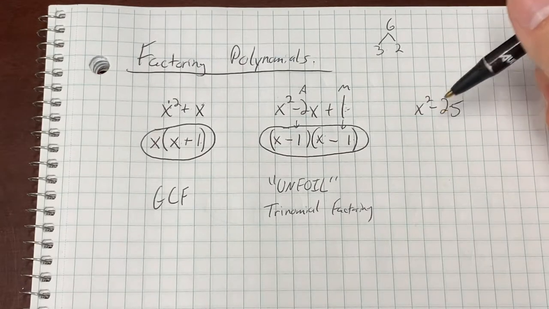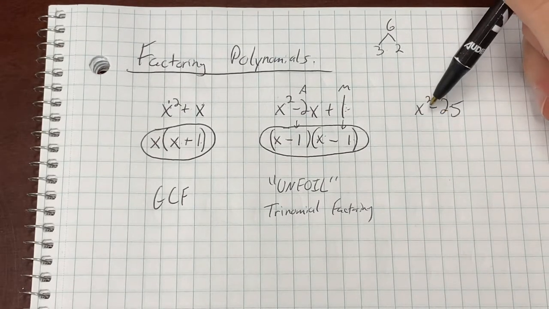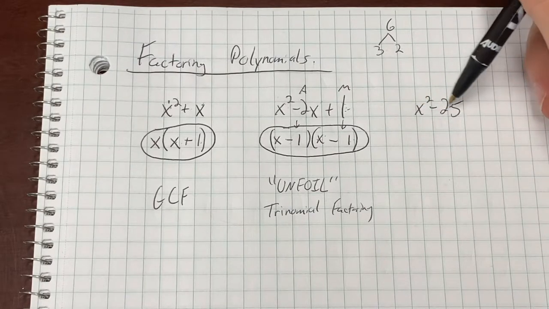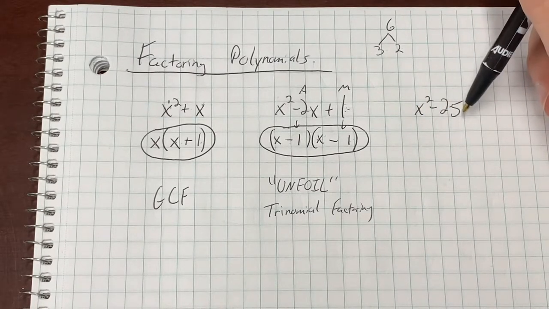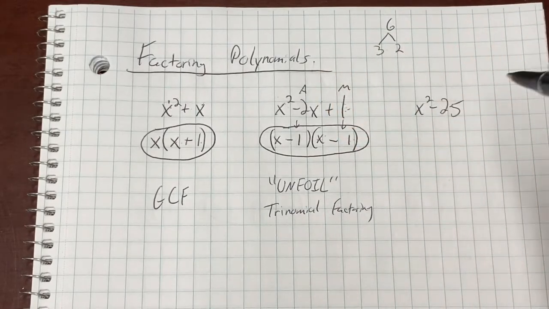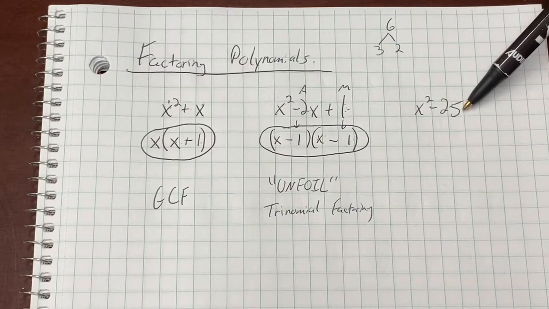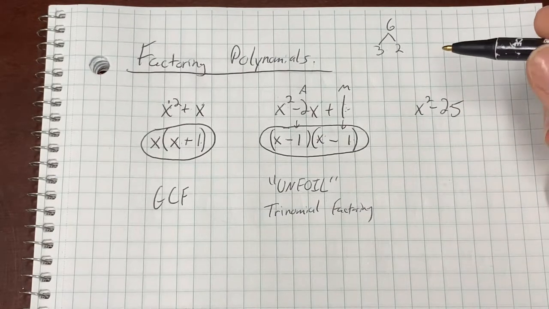This one over here, what are you looking for here? Always GCF? We don't have one. They don't have an x in common. They don't have a number other than one in common. So there is no GCF. Always look for your GCF first. Obviously, this is not trinomial factoring because this is not a trinomial. But you know what this is?